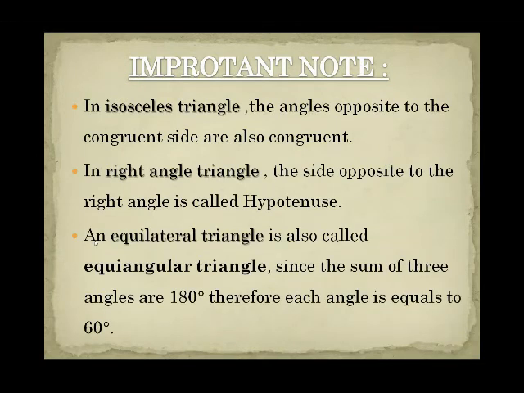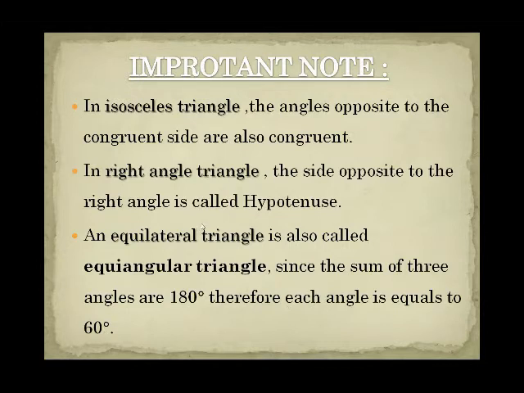Now, the third point is that an equilateral triangle is also called an equiangular triangle. Why are they called equiangular? Equiangular means all the angles are the same, all the angles are congruent. Since the sum of the three angles is 180 degrees, therefore each angle is equal to 60 degrees.